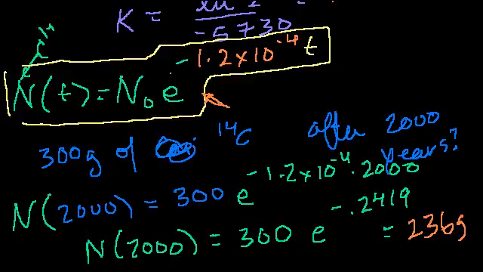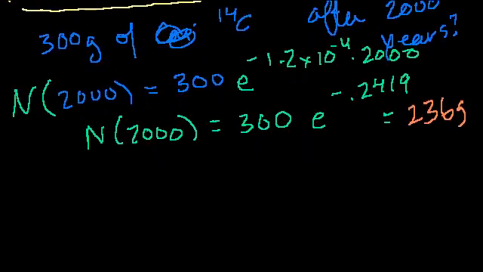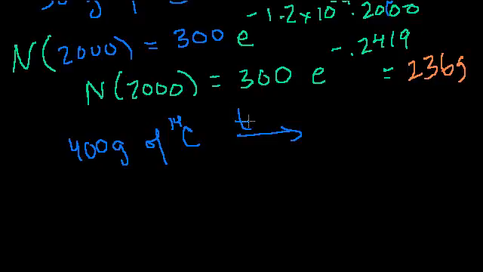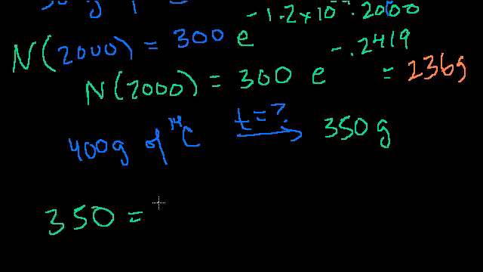Let's do another one like this. Let's go the other way around. Let's say I start off with 400 grams of C14, and I want to know how long it takes for me to get to 350 grams of C14. So you just say that 350 grams is how much I'm ending up with. It's equal to the amount that I started off with, 400 grams, times e to the minus k, that's minus 1.2 times 10 to the minus 4, times time.